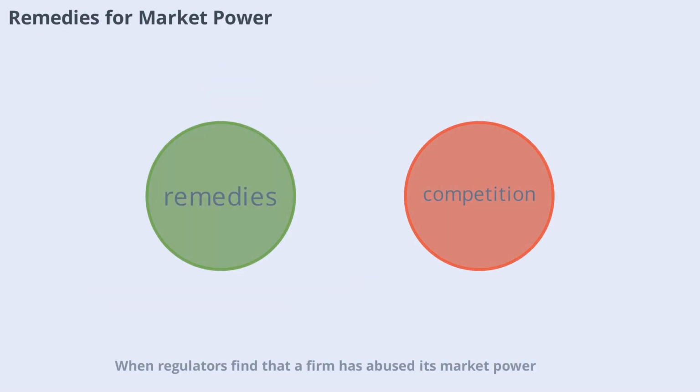When regulators find that a firm has abused its market power, they can impose remedies. These may include breaking up companies, imposing fines, or requiring changes to business practices. The goal is to restore competition and protect consumers from harm. Remedies must be carefully designed to address the specific issues in each case.